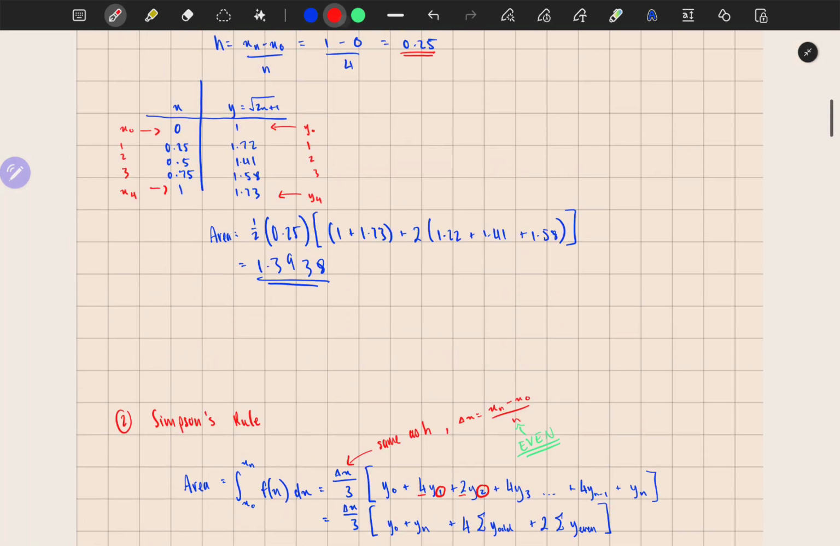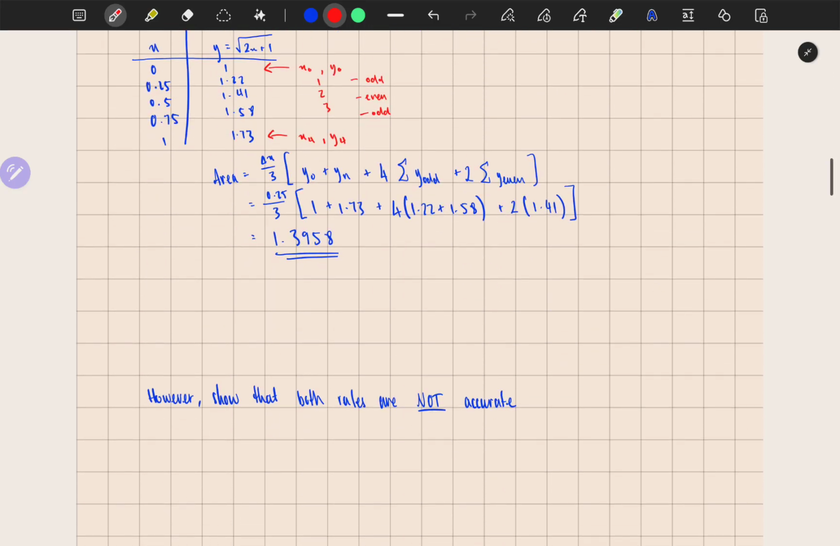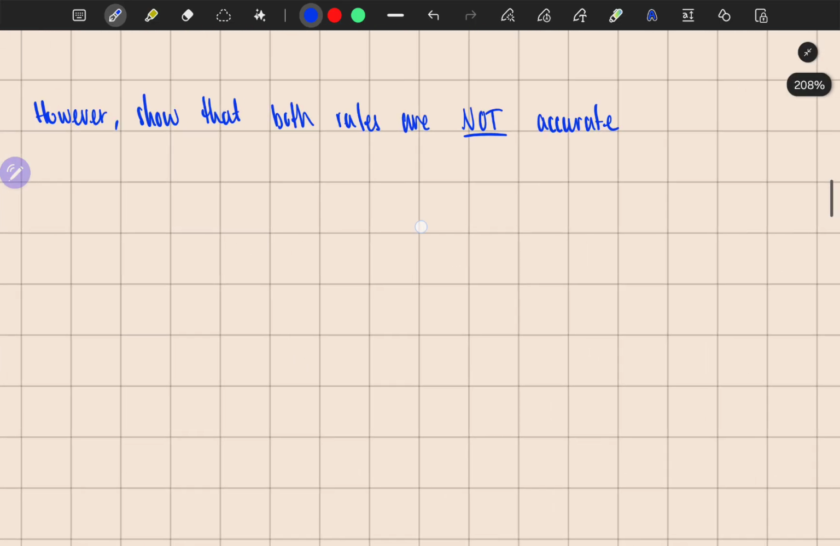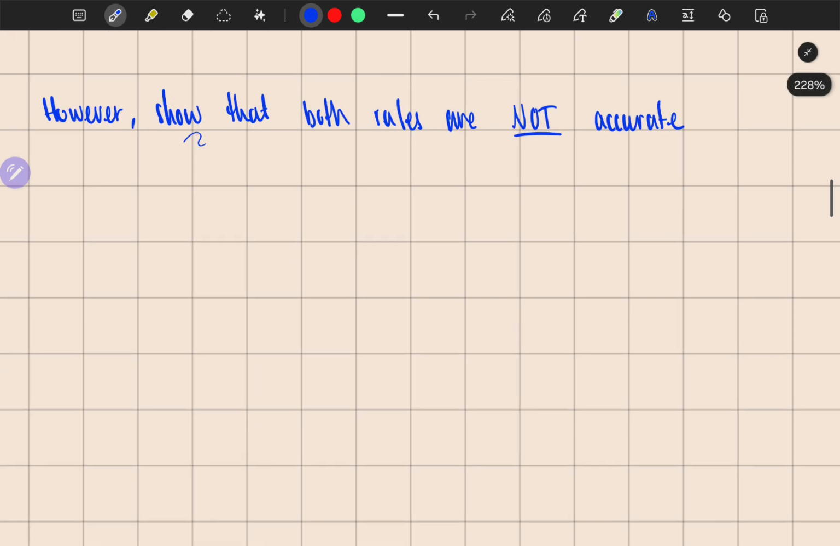Now, look at the difference between the values. Before, we're using Trapezium Rule, 1.3938, now it's 1.3958. They don't agree with each other, but because they're both numerical integrations, they're both approximations, so they're never going to be that accurate. So let's show that both of them are inaccurate. So we need to show that both of them are not accurate by taking the regular interval.